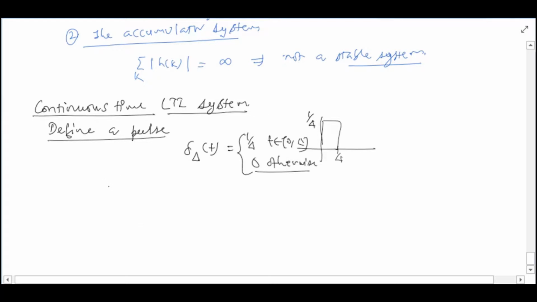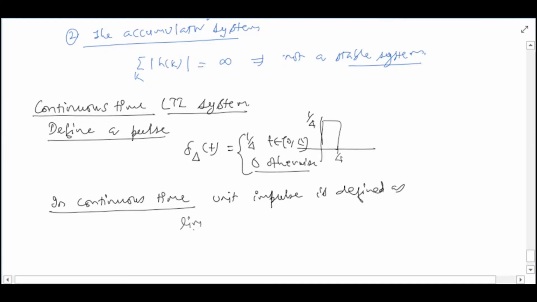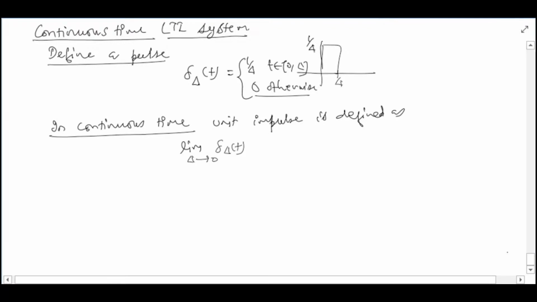In continuous time, the unit impulse is defined as the limit of this function as delta goes to 0. Continuous time unit impulse is defined as the limit, delta tends to 0, of the pulse signal. Notice that the area underneath remains unity. Here are a few properties of the unit impulse in continuous time.